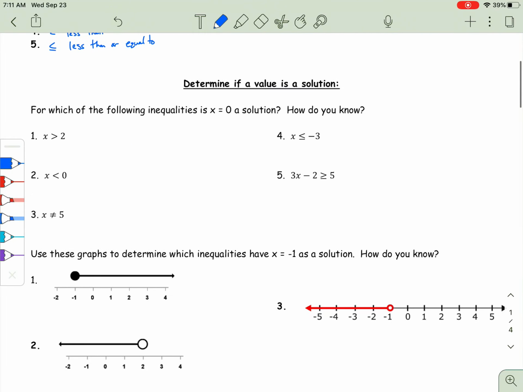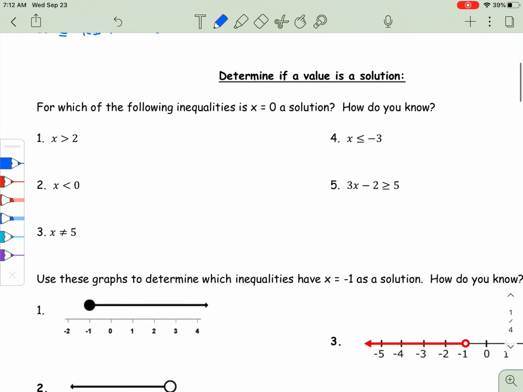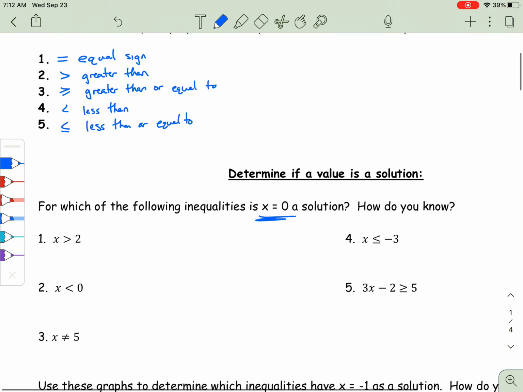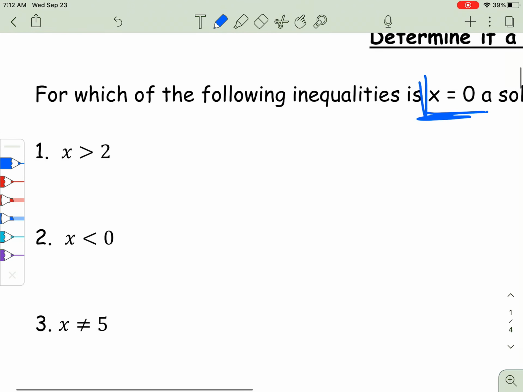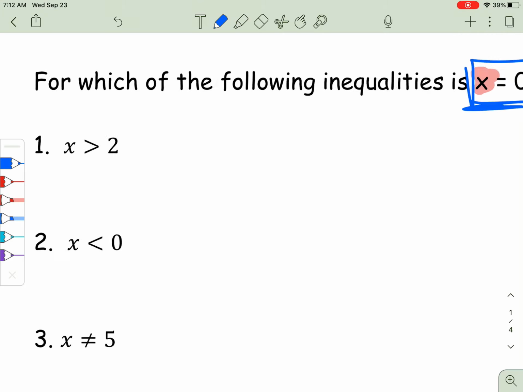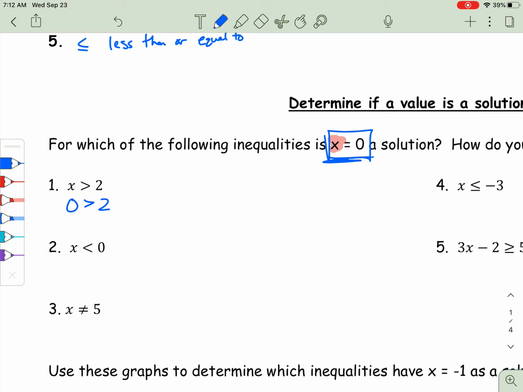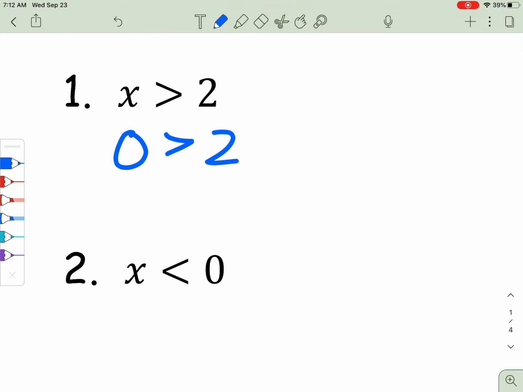So let's take a look here. Determine if the value is a solution. For which of the inequalities is x equal to 0 a solution? How do you know? All right, so what we're going to do is look at these inequalities, and take 0 and plug it in for that x variable, because that's what it says it's equal to. So instead of x, we're going to say 0, and we're asking the question, is 0 bigger than 2? So you really need to know what inequality symbols mean what.